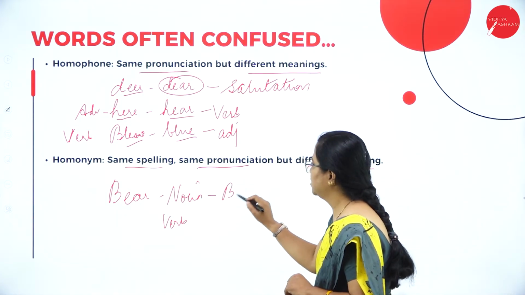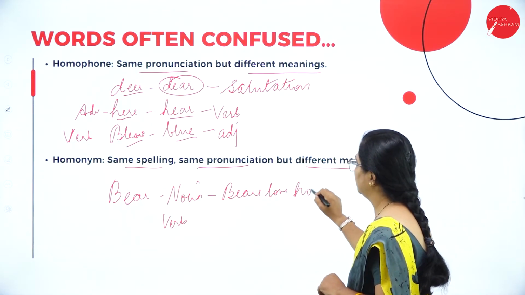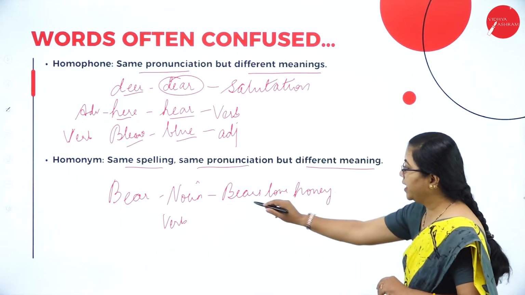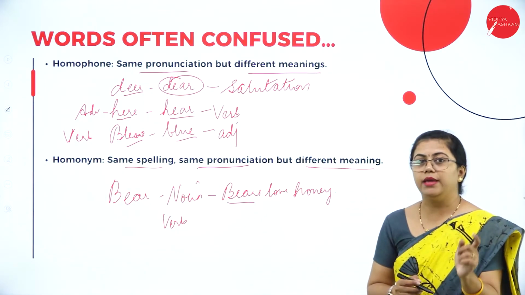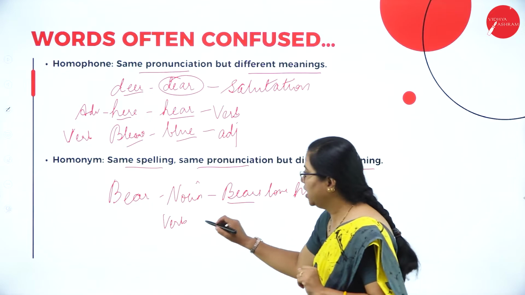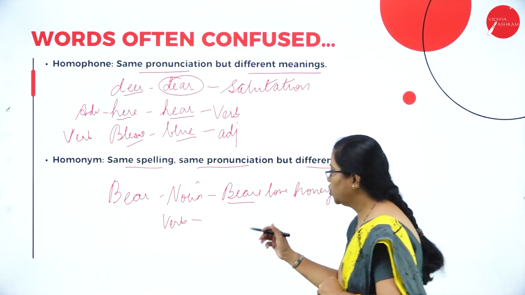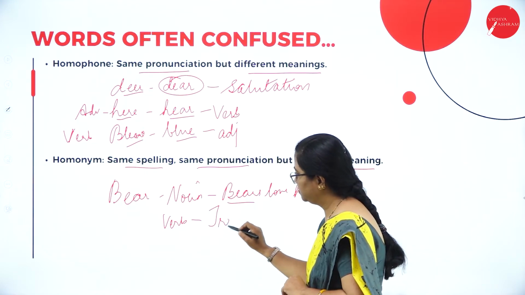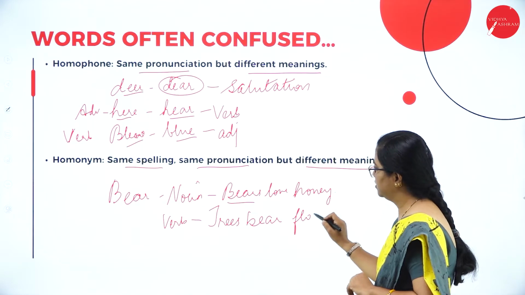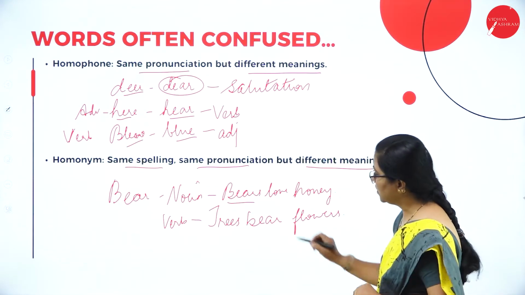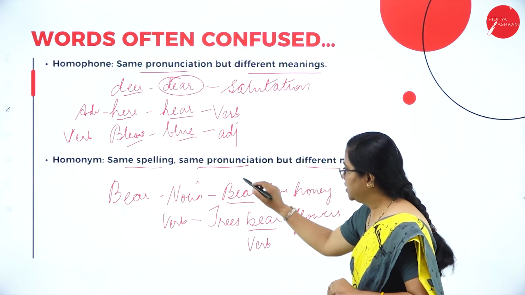So, bears love honey. So this is one example. Here I have used it as a noun. This is the subject of the sentence. This is the name of the animal. So here coming to verb, that means some action has to happen. So here you can see, trees bear flowers. So here bear is used as a verb. This is a noun.